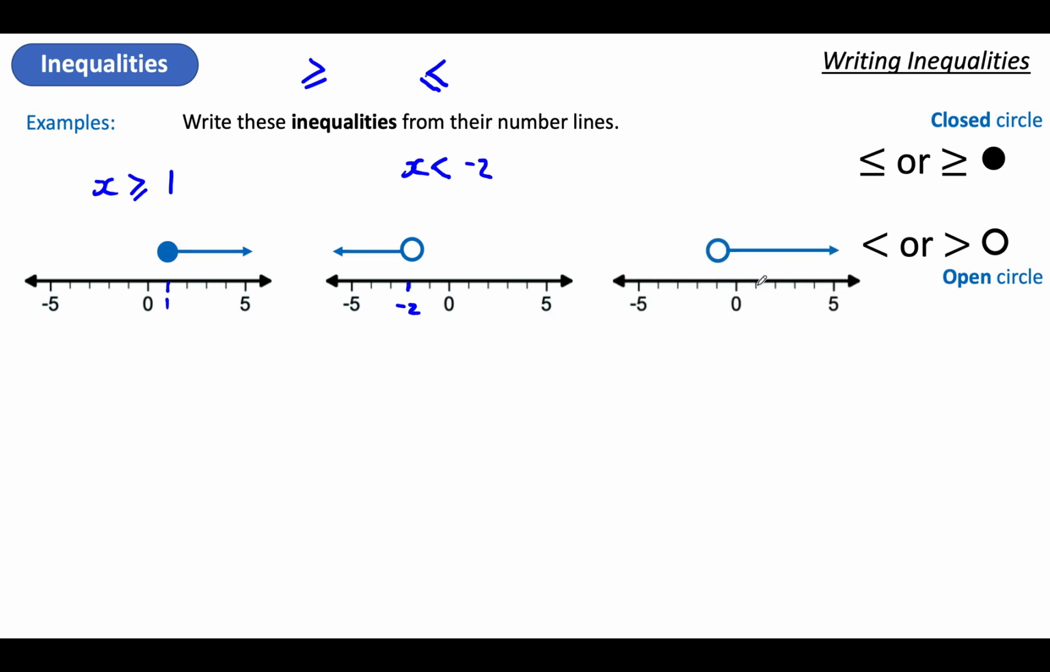And this one, okay, identify the number, -1, and let's put x and -1, and it's all the numbers bigger than that. And I don't need the extra line because it's not a filled-in circle. It's basically anything bigger than -1, but it doesn't actually include the number, so it's an open circle.